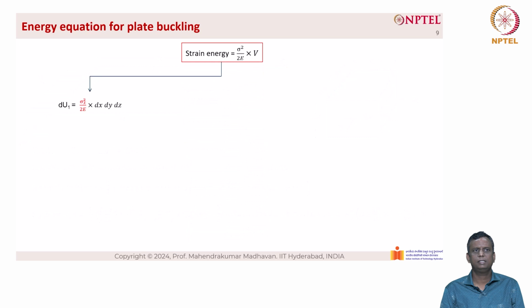Now this strain energy in the x direction is given as dU1 equal to sigma x square by 2E into dx, dy and dz. And in the y direction it is given as dU2 equal to sigma y square by 2E into dx, dy, dz. The strain energy due to Poisson's effect is given as dU3 equal to half into sigma x into minus mu into sigma y by E into dx, dy, dz, which can be written as minus mu into sigma y into sigma x divided by 2E into dx into dy into dz.